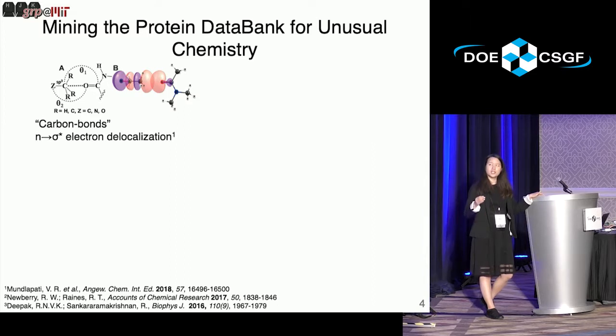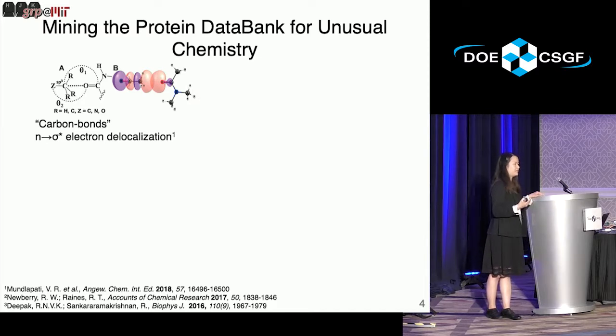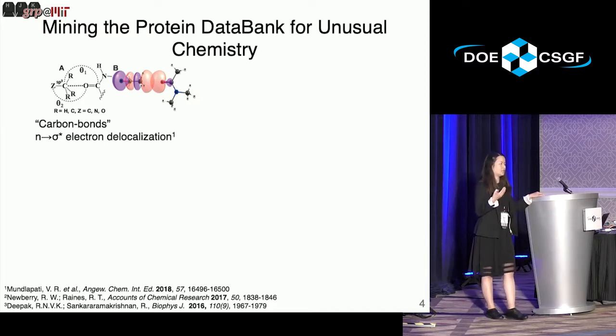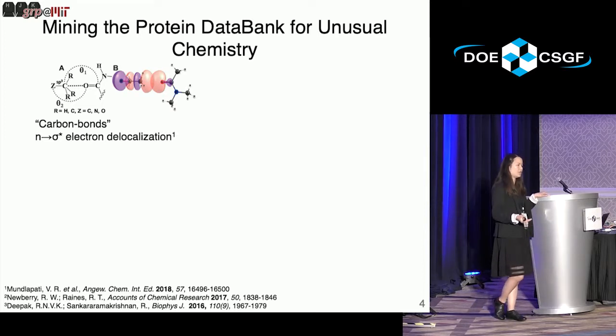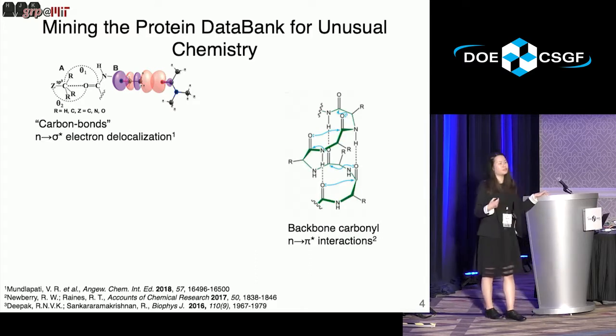So for instance, there's this so-called carbon bond, which you chemically wouldn't really expect to be that favorable. But evidence for this shows up in high quality crystal structures. And later on, people did high-level simulations to understand why they formed.